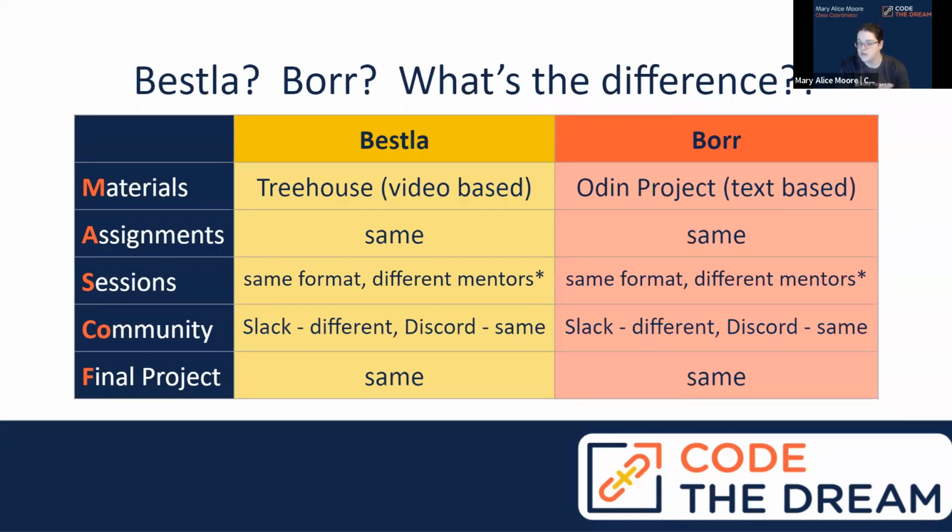Are we able to switch if we don't like the class style, was what David Rosales asked. Hopefully so. We need to see where our numbers lie, because we do have a limited number of licenses for the Treehouse video-based learning. So we can't have a ton of people moving over to the Treehouse side since we have a limit as to the number that we can offer there. But since the Odin project, the text-based, is open source, we can have students move from Bestla to Borr. It might just be tricky if we have students moving from Borr to Bestla if we don't have spaces available with the Treehouse material.